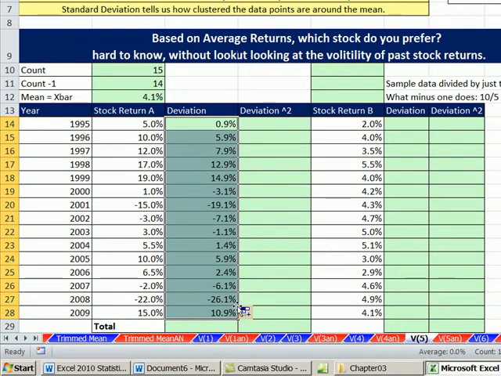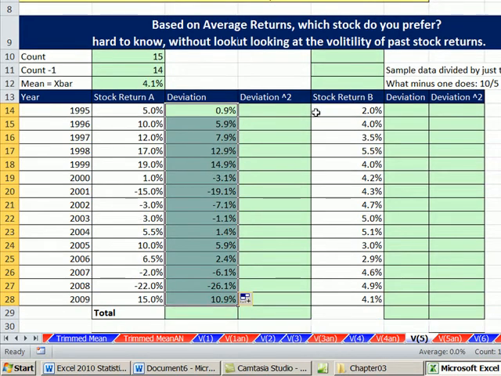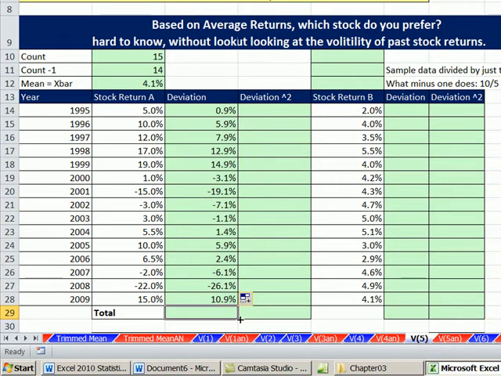Those are all the deviations. Now, normally what we do is we'd simply add them up, because we have a bunch of numbers and we want the average, right? Add them up and divide by the count. Let's see what happens when we add these up.